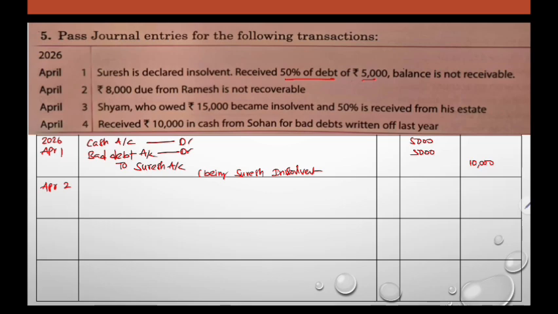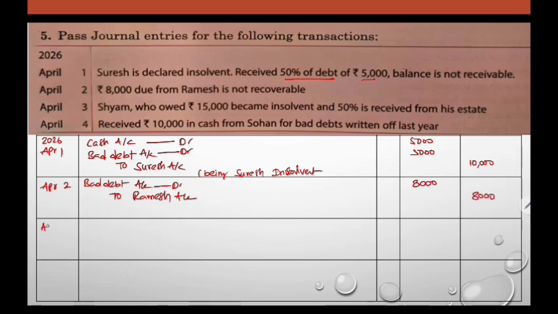Next, April 2nd. 8,000 due from Ramesh is not recoverable. So nothing we are receiving. In the first entry, we have seen that 50% we received, remaining 50% is bad debt. Now the total amount is bad debt, so don't write cash account over here. So we write bad debt account debit to Ramesh account. Narration will be same, being Ramesh insolvent. So the amounts are 8,000 each.